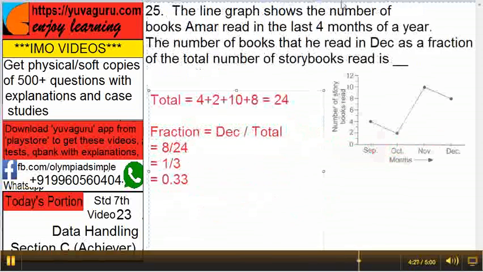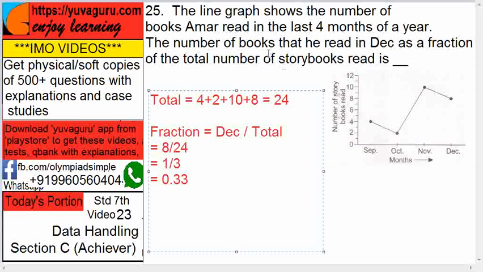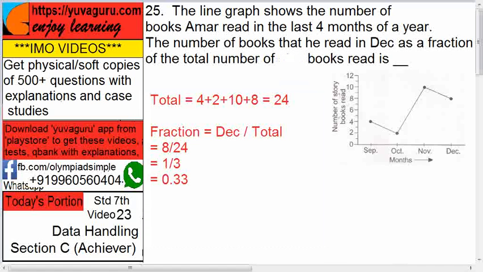The line graph shows the number of books Amar read in the last 4 months of the year. The number of books he read in December as a fraction of the total number of books he read is? First find the total: 4 plus 2 plus 10 plus 8, 24. Now required fraction is December upon total. So 8 upon 24, 8 1s are 8, 8 3s are 24, so 1 by 3, that is 0.33.